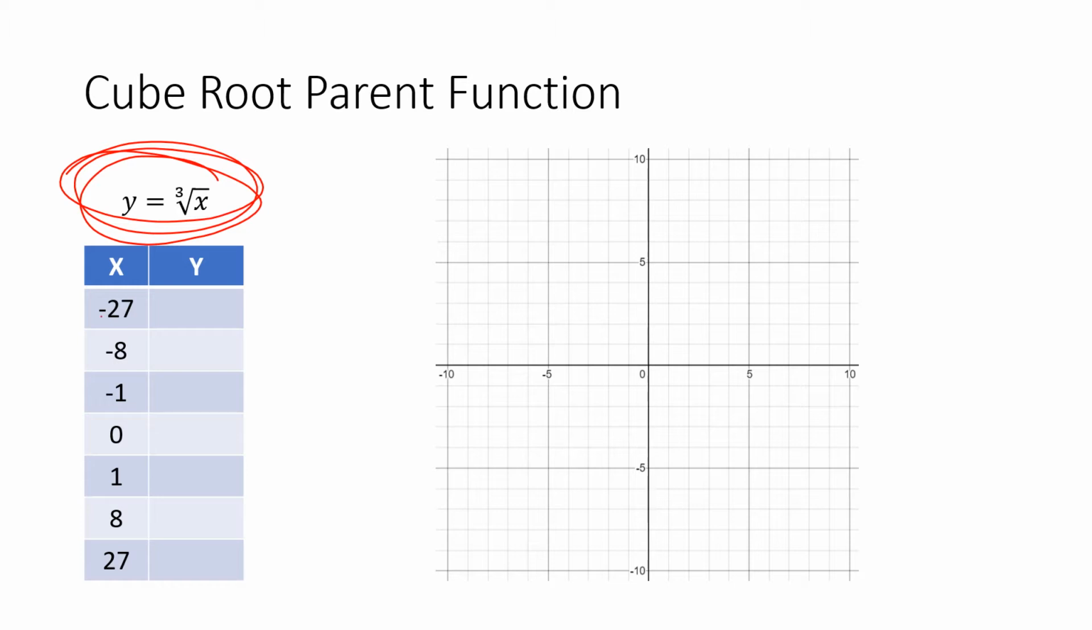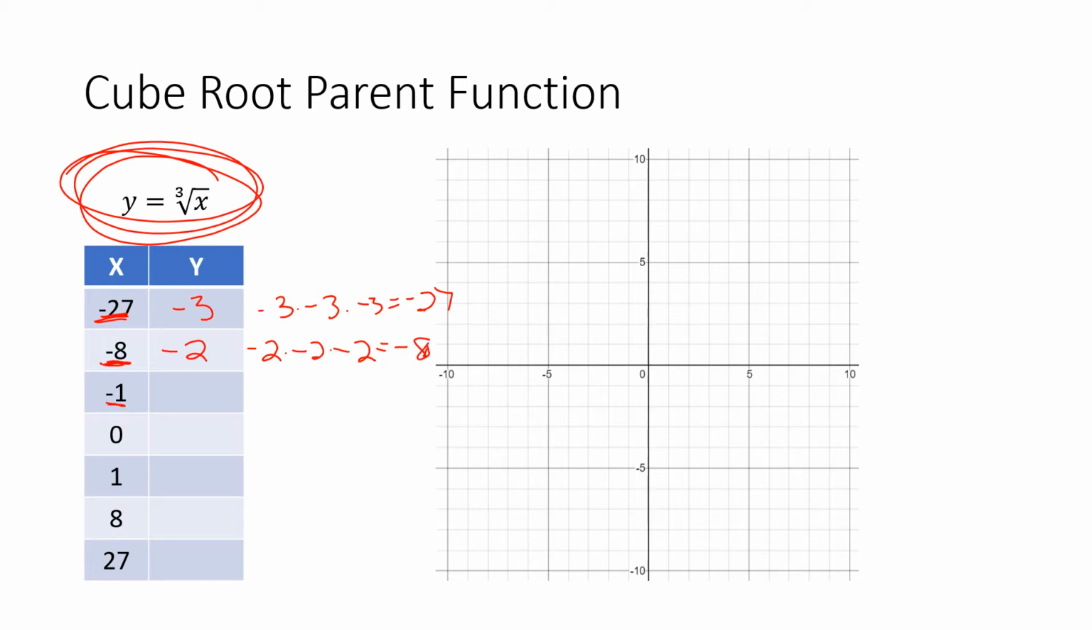If you plug in a negative 27, the cube root of negative 27 is negative 3, because negative 3 times negative 3 times negative 3 is negative 27. So the cube root of negative 27 is negative 3. All right, if you plug in a negative 8, the cube root of negative 8 is negative 2, because negative 2 times negative 2 times negative 2 is equal to negative 8. So the cube root of negative 8 is negative 2.